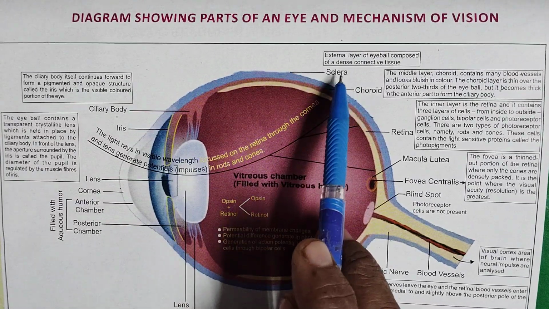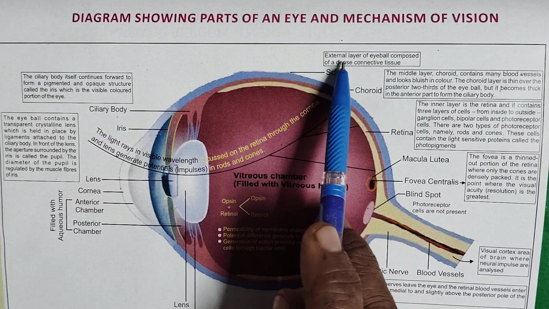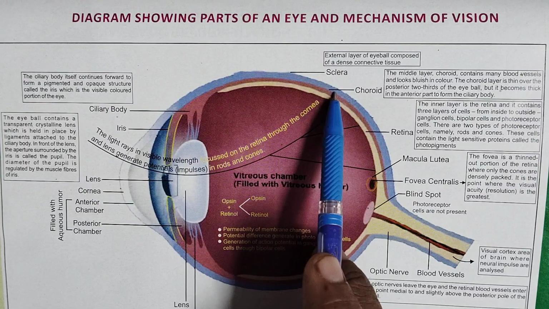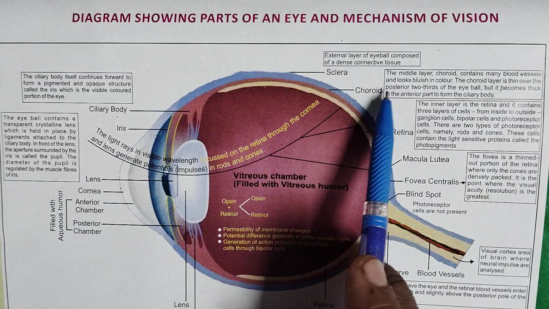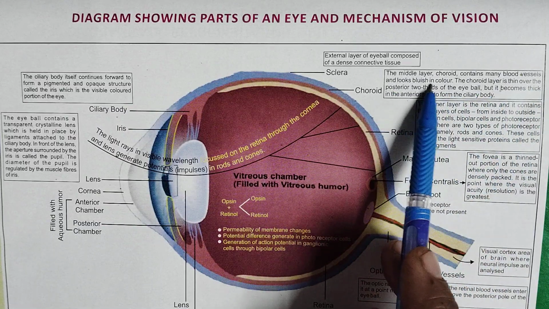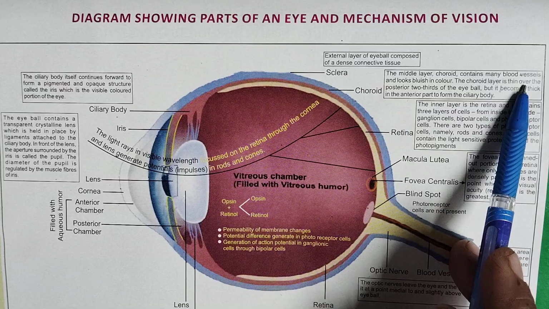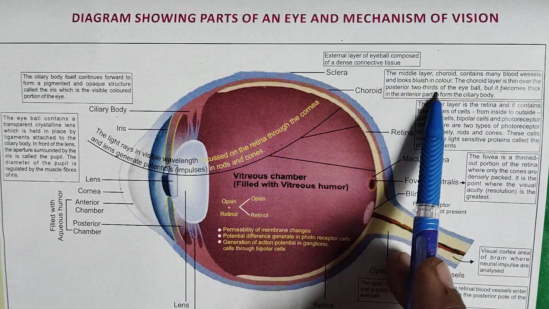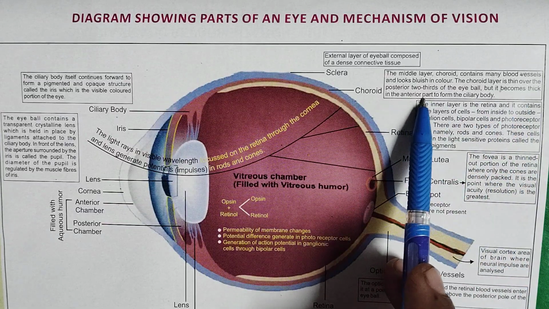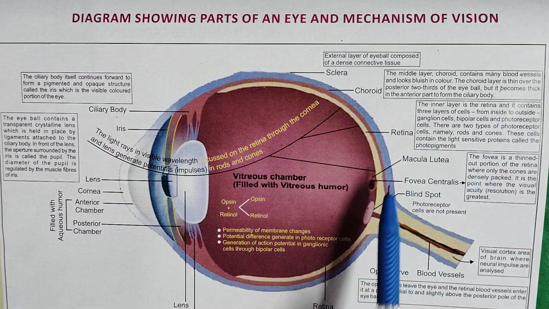Next is the sclera, the external layer of the eyeball composed of dense connective tissue. And below the sclera there is the choroid. The middle layer, choroid, contains many blood vessels and looks bluish in color. The choroid layer is thin over the posterior two-thirds of the eyeball, but it becomes thick in the anterior part to form the ciliary body.